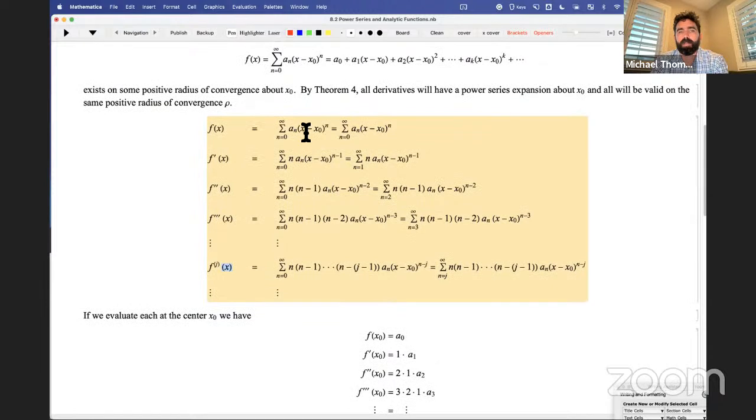Let's take the first one. If you plug in an x naught there, all of the terms drop out except for the first one, which is a naught. You can see it right here. If you plug in an x naught here and an x naught there and an x naught there and an x naught there, all of these terms drop out and you're left with an a naught.